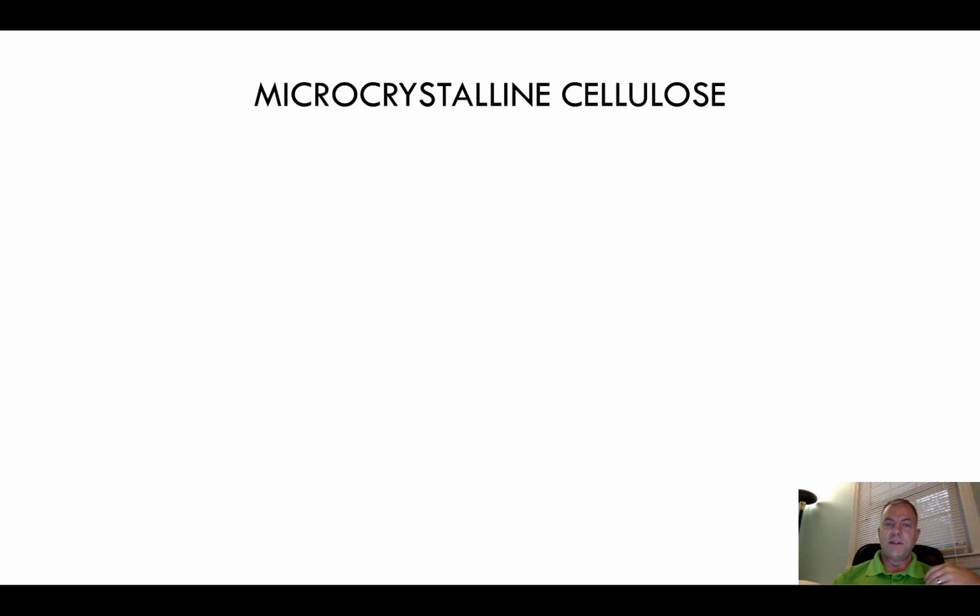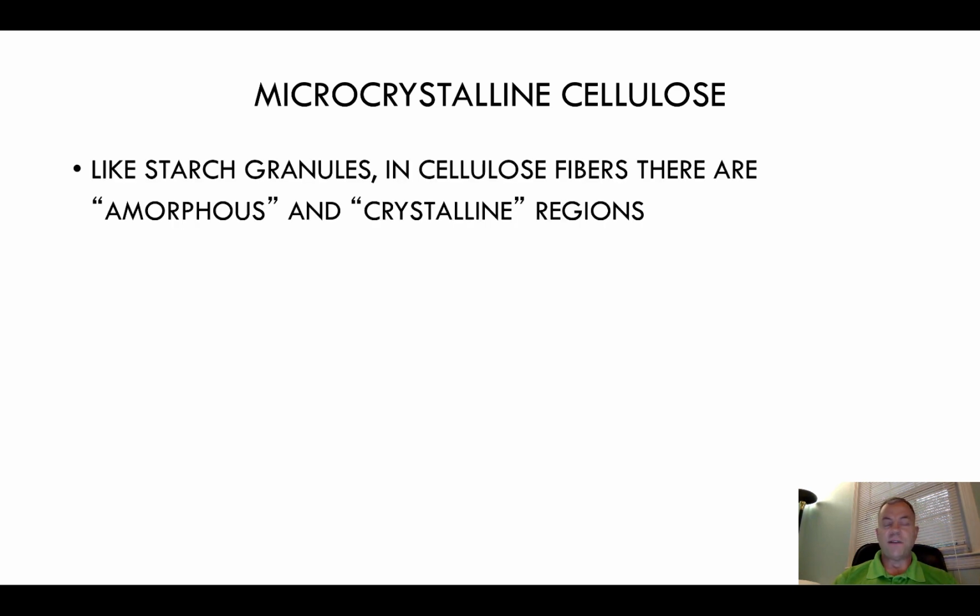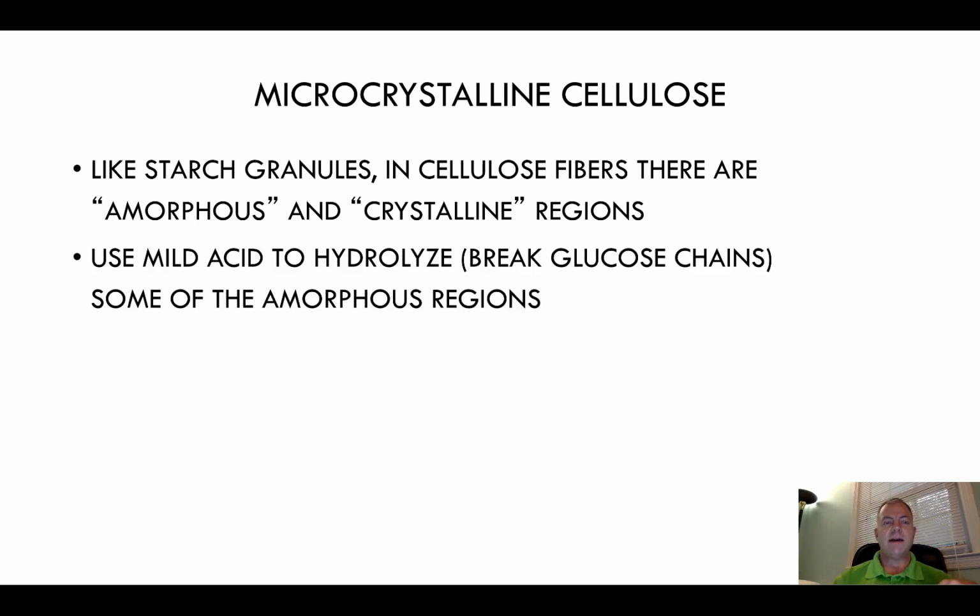You can change some of the structures of cellulose and turn it into something called microcrystalline. And so the idea is that, much like a starch granule, cellulose has both amorphous or glassy regions and crystalline regions, just arranged somewhat differently because cellulose is a bit more fibrous.